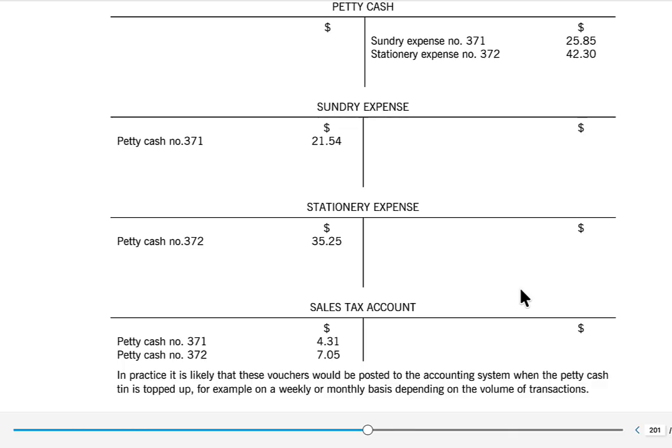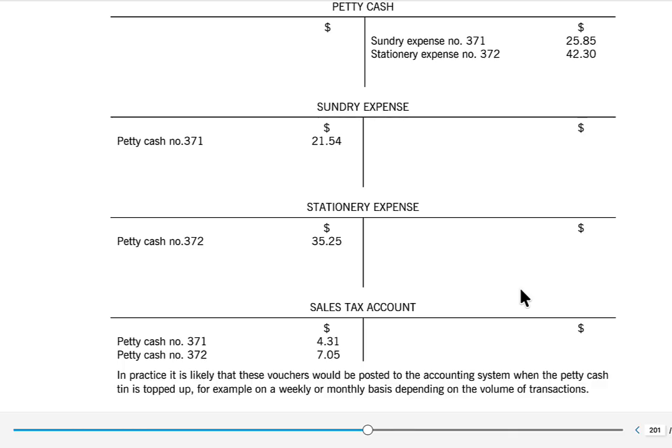Part 4. What the petty cash account is showing you. Look at the petty cash account on page 201. It is showing 2 credits because money left petty cash 2 times. Credit for voucher 371 is $25.85. Credit for voucher 372 is $42.30. This is the correct way to treat petty cash. Petty cash is like a small cash box. When money leaves the cash box, we record the full amount leaving. Then we break the cost into the real expense amount and the sales tax amount.